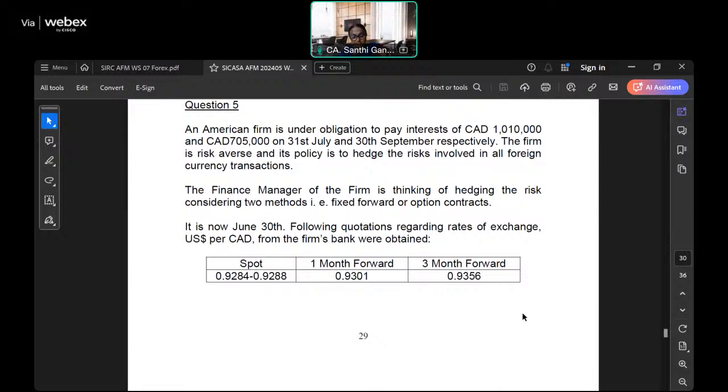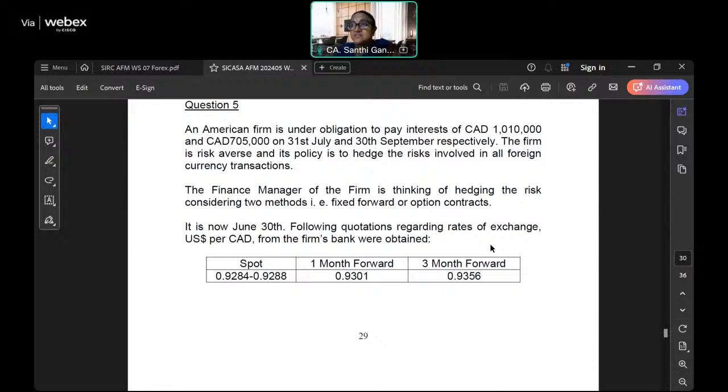Now we know what is a forward. What is a fixed forward? Forwards can be of two types. It can be a fixed forward or an option forward. What do I mean by a fixed forward? A fixed forward contract is a forward contract where the date on which the settlement is to be made is fixed. On the other hand, an option forward is within a period which they will mention, you can do it.